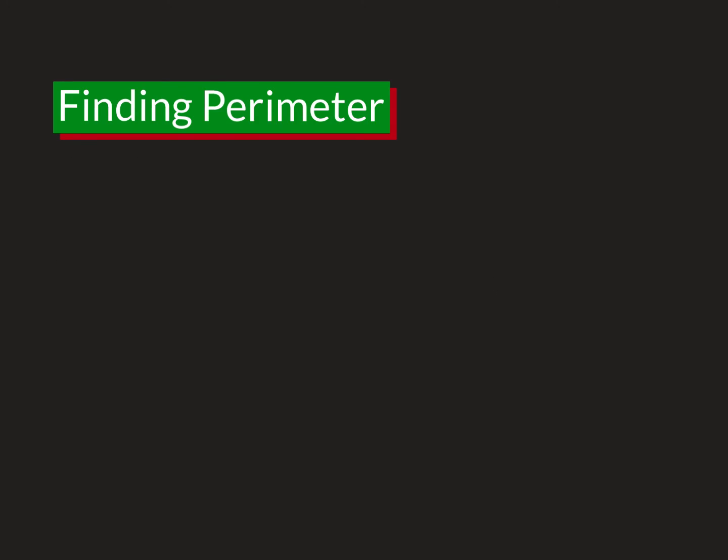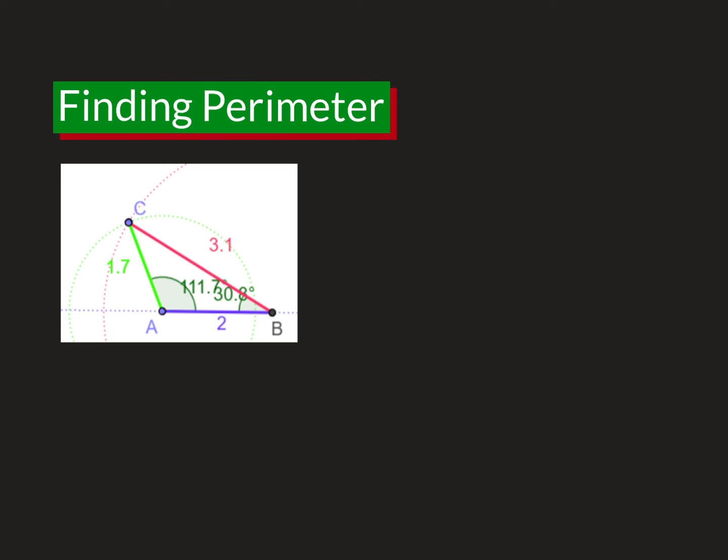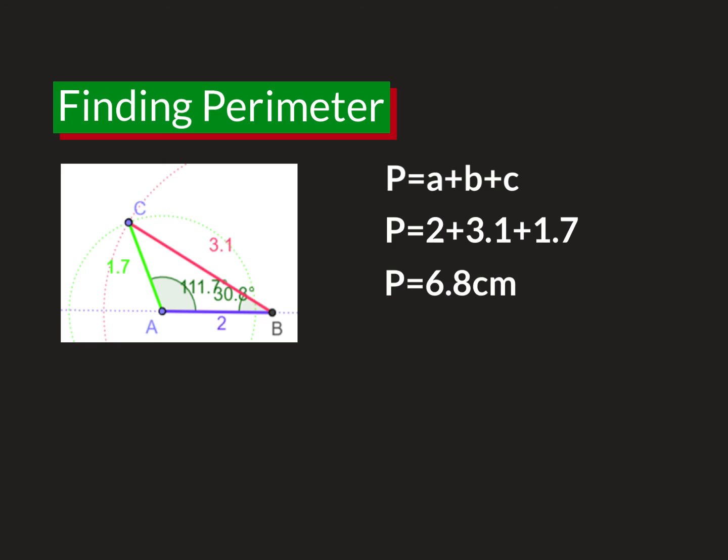As with quadrilaterals, the perimeter of a triangle is calculated by adding the sides. P equals A plus B plus C. The perimeter of this triangle is P equals 2 plus 3.1 plus 1.7 centimeters. The perimeter is 6.8 centimeters.